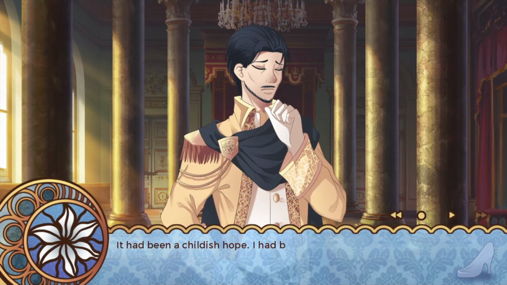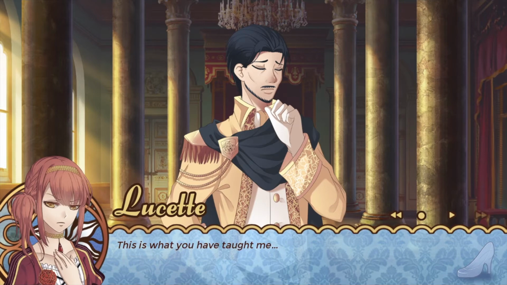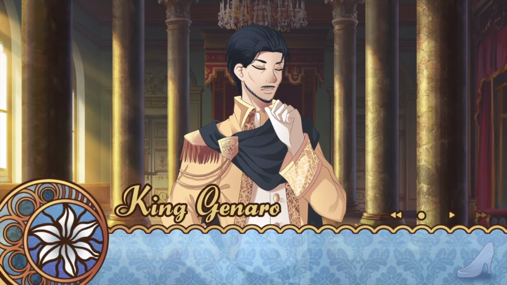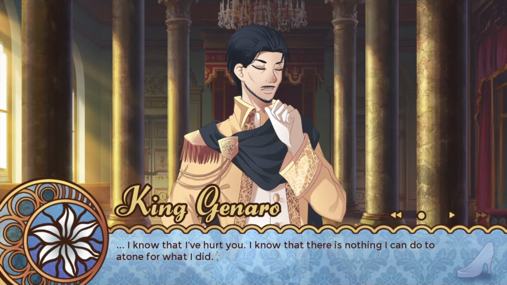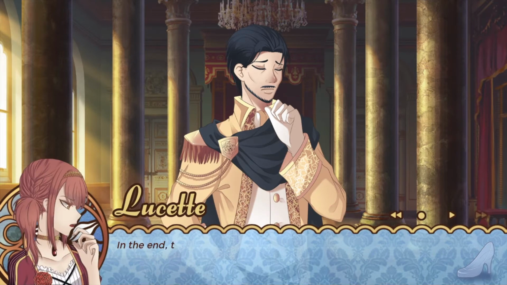It had been a childish hope. I had been left alone. I did not see him for months, had barely even heard his voice. You cannot rely on anyone but yourself. You cannot trust anyone but yourself. This is what you have taught me, Your Majesty. I know that I've hurt you. I know there is nothing I can do to atone for what I did. But please, Ophelia and her children are not a part of that. They do not deserve to be hated. In the end, they still matter more to him than I ever did.